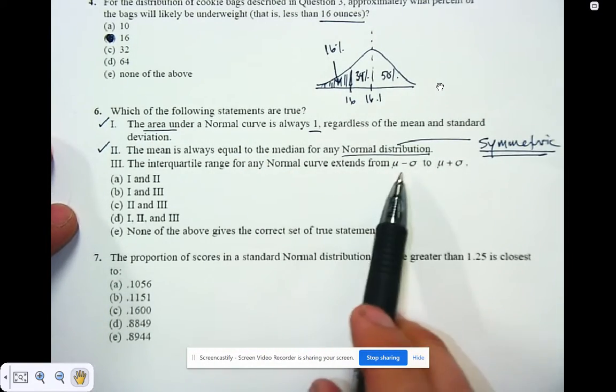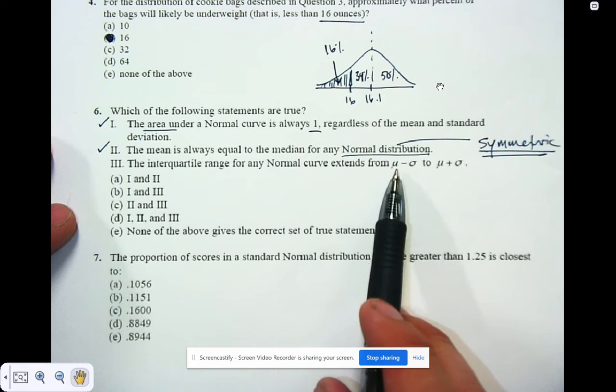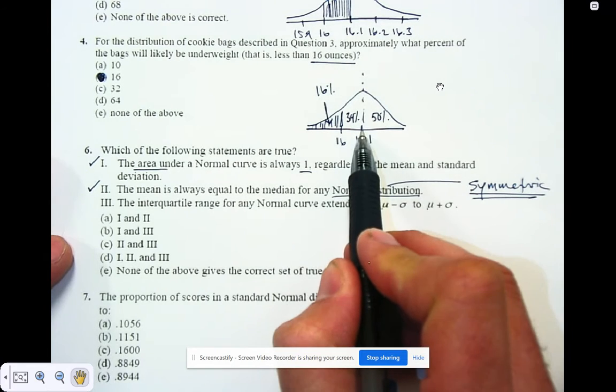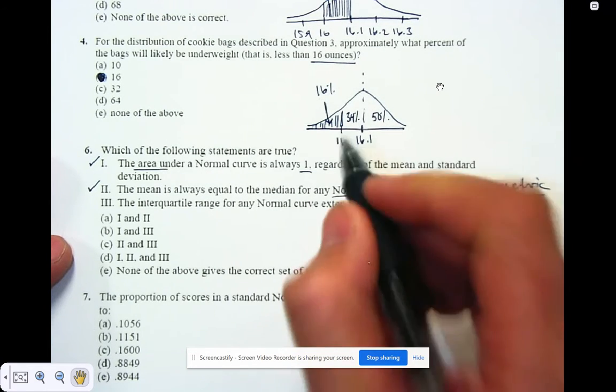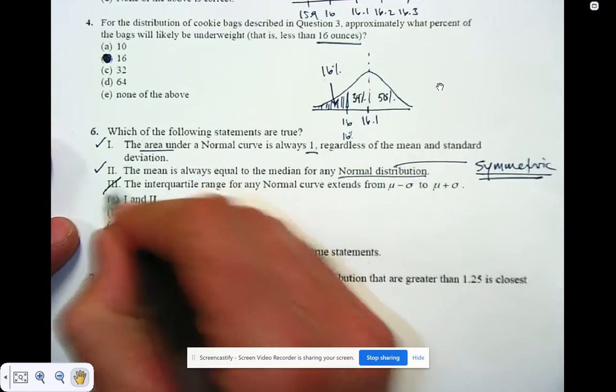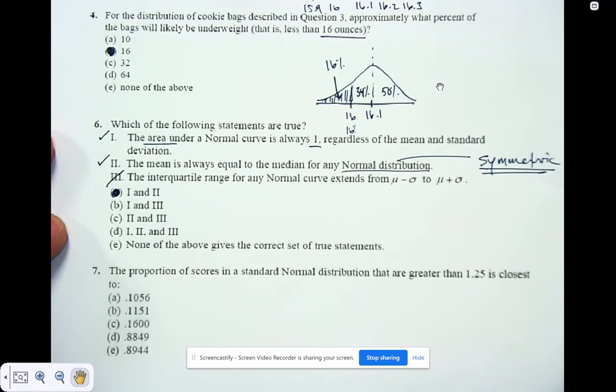The IQR extends from 1 standard deviation to the left of the mean, and 1 to the right. Well, that's not true. This is 50. If you subtract 34, this is at 16%. That's not quartile 1, so that doesn't make sense. So the answer here would just be 1 and 2.